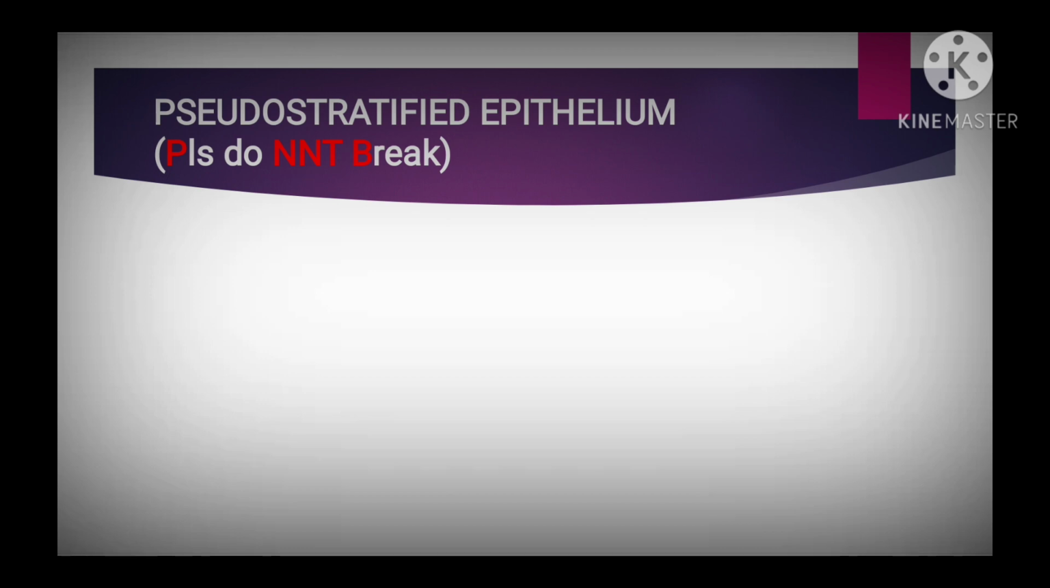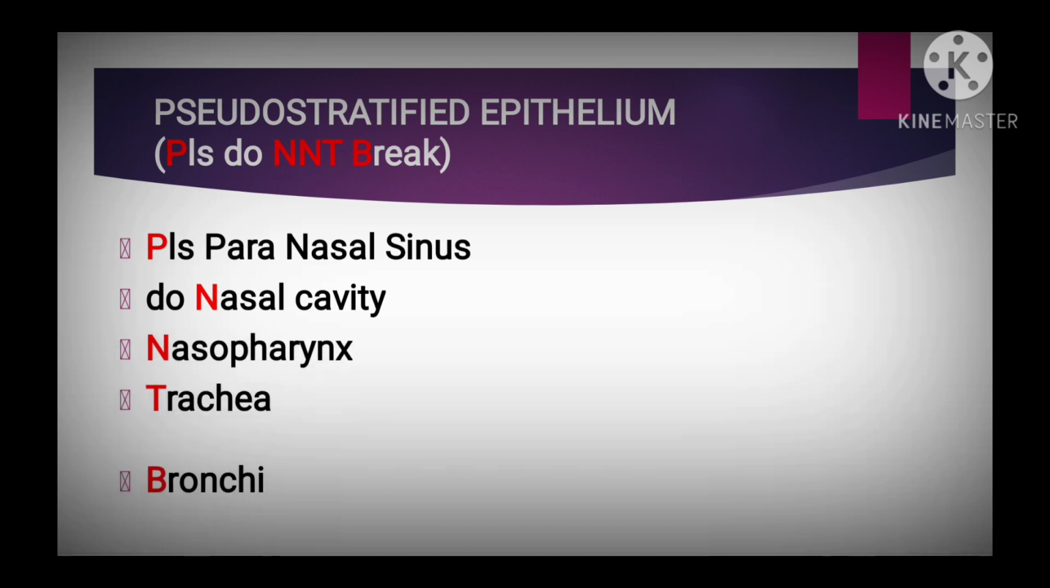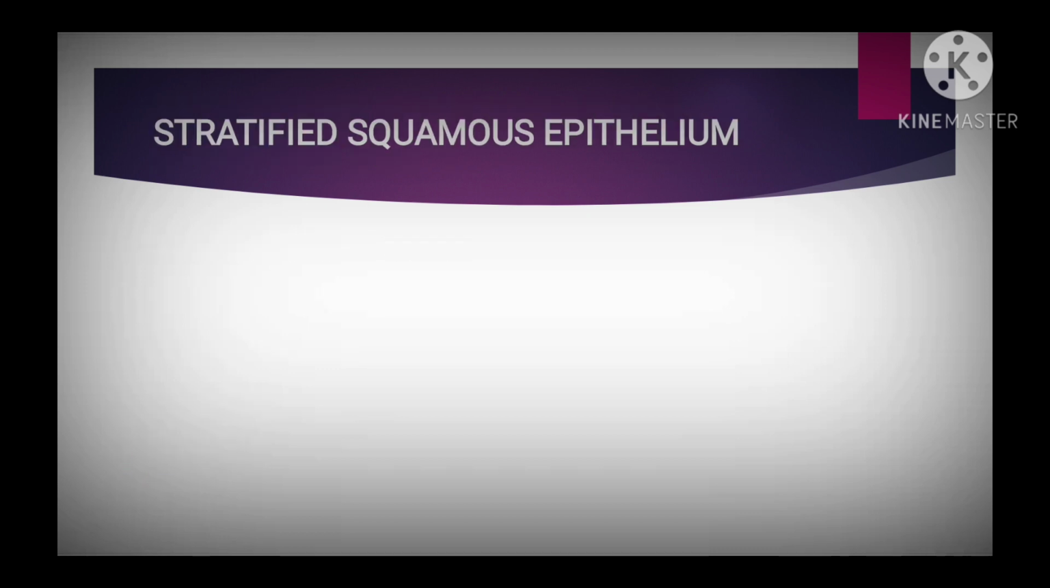For pseudostratified epithelium, the mnemonic is PLEASE DO NOT BREAK. P stands for paranasal sinuses. Do not: N stands for nasal cavity, another N stands for nasopharynx. T for trachea. B for bronchi.